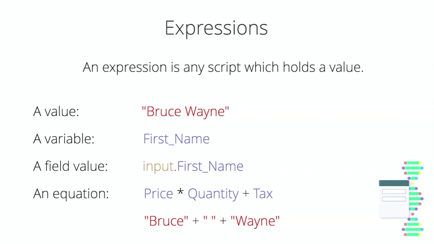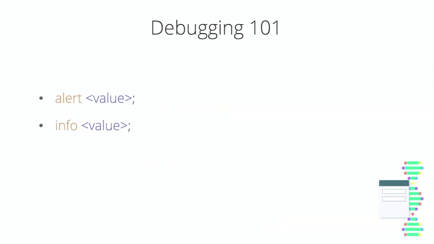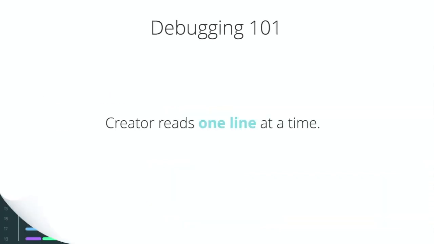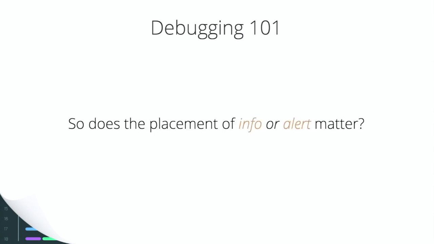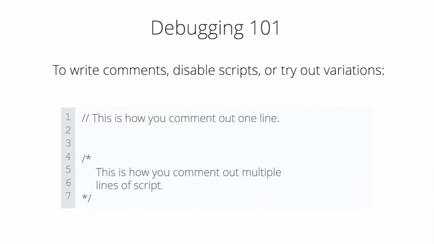They hold values. These are some ways that you can write them as an equation with underscores, within double quotes for strings. Now, Creator reads one line at a time. I'm sure most of you guys know this, but just make sure that your equations or any type of processing happens after you've collected all of the data that you may need. So if you have some user input, that needs to be taken into account before those actual equations go. Now, does the placement of info and alert matter? It definitely does. And when you need to write comments, you can use the double slash, or you can use /* to do multiple line comments.